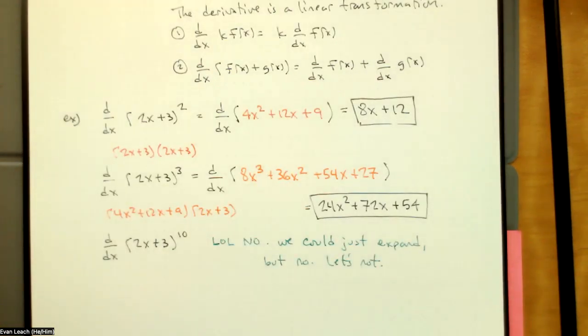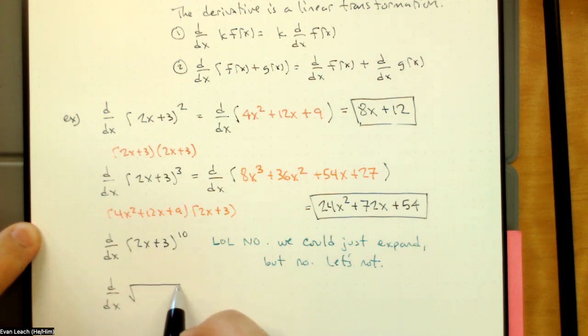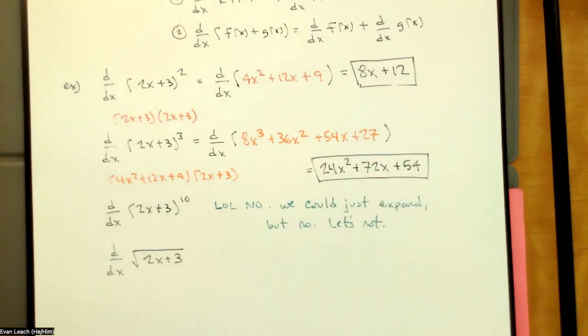So technically we could expand this, but no, let's not. Now we're going to want to find a solution where we don't have to expand, because there will be situations where expansion isn't even an option. So for example, if I said, what's the derivative of the square root of 2x + 3? Now that I don't have an integer exponent, I've got this 1/2 exponent. Now expansion is not even an option.